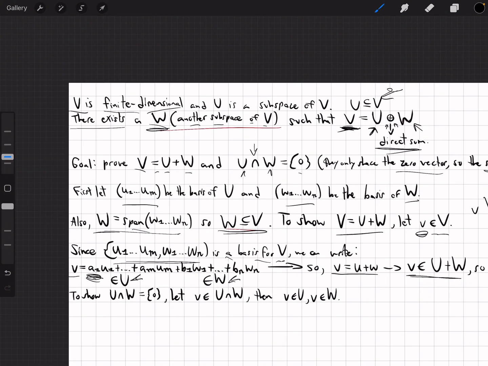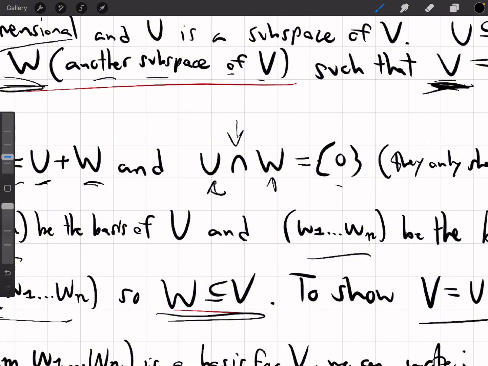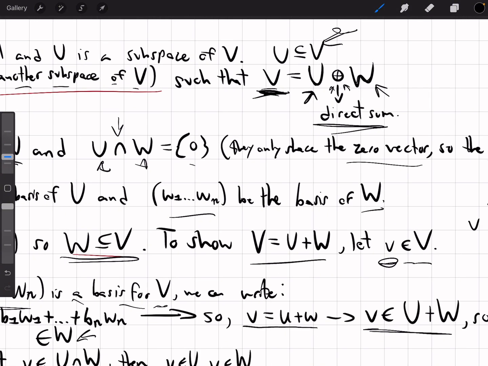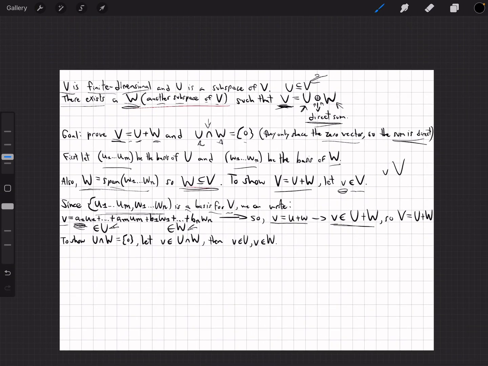There's only two things we have to prove here. We have to prove that V is equal to U plus W, and that the intersection of U and W is the zero vector. Okay, are you following along? Are you following along? I need a yes, okay?